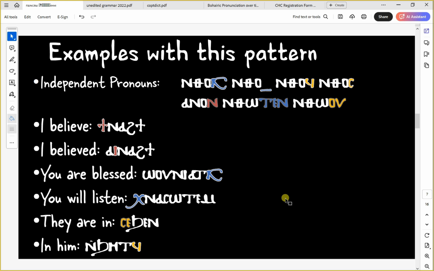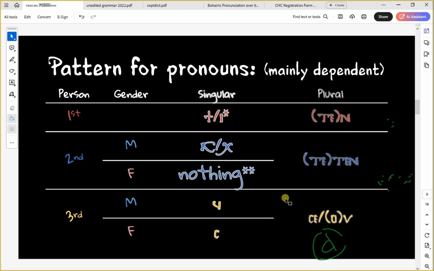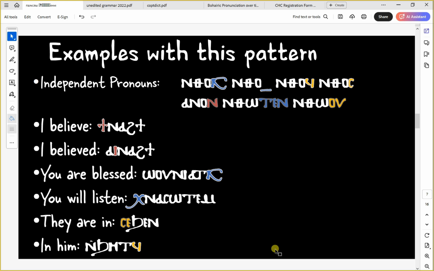So here's some examples. So color coding. If it's blue here, I mean second person. If it's red here, I mean first person. If it is yellow here, I mean third person. If there is a brighter gray outline, I mean singular. If there is a darker outline, I mean plural. It's convoluted, but it gets the job done. So here we have independent pronouns.